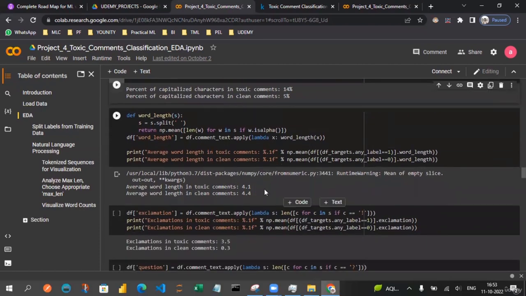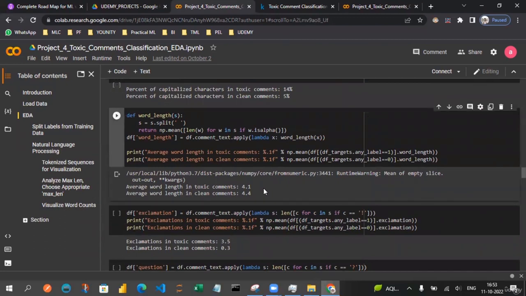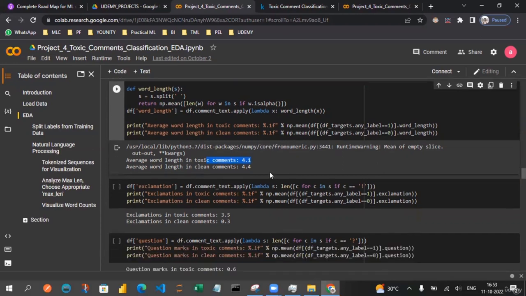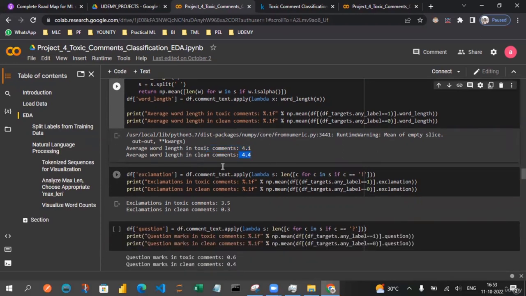So let's also focus on the word length. These are all very important to generate any kind of feature engineering hacks so that we are able to understand the data by using this, understanding it percentile-wise and also the frequency of the words. So the average word length for the toxic comments is 4.1. So each and every word has an average of 4.1 characters, and the clean comments have 4.4.